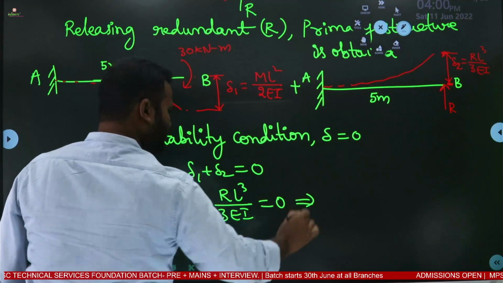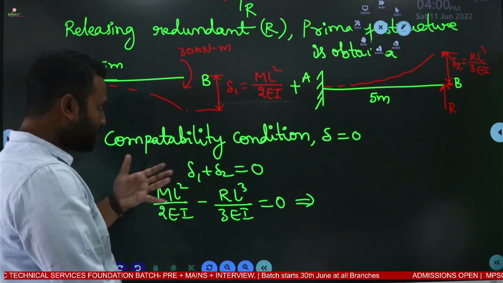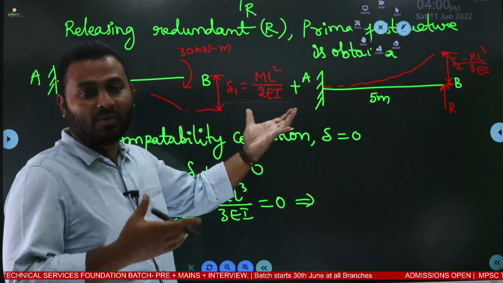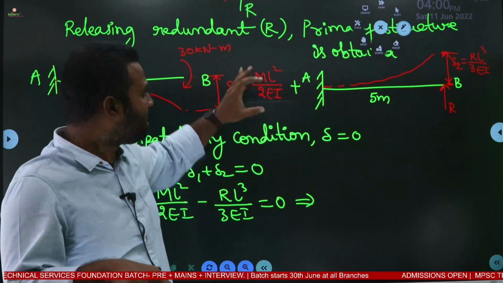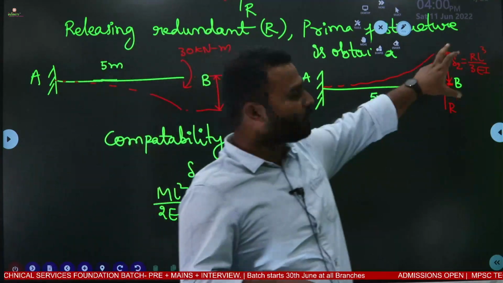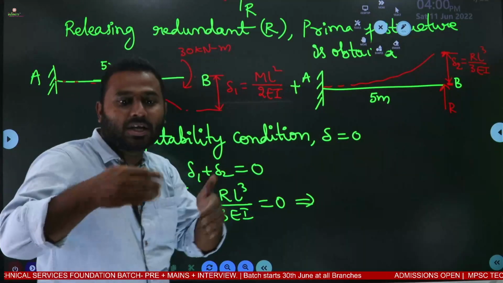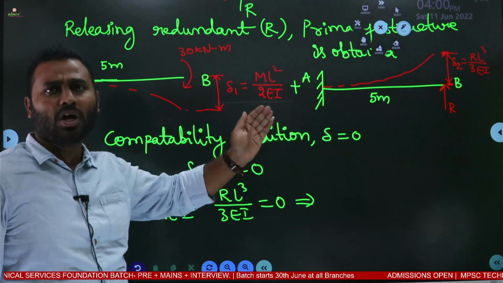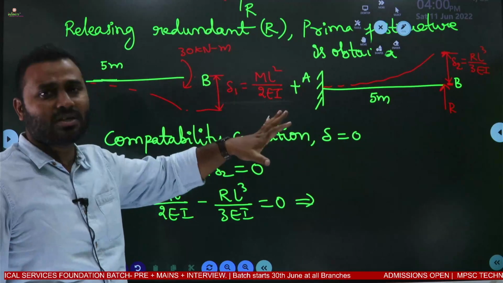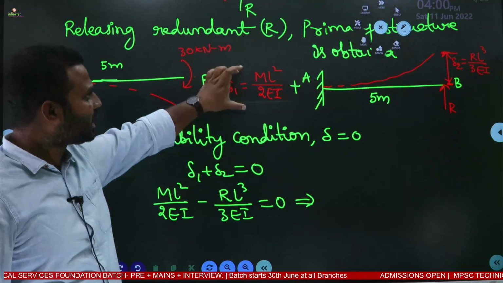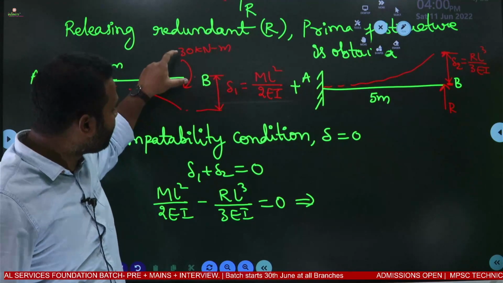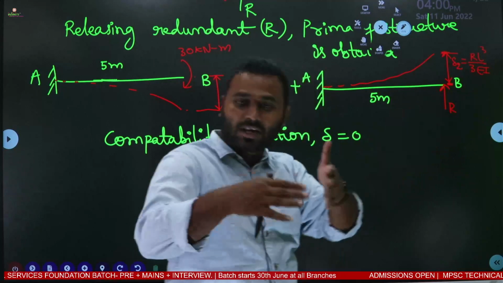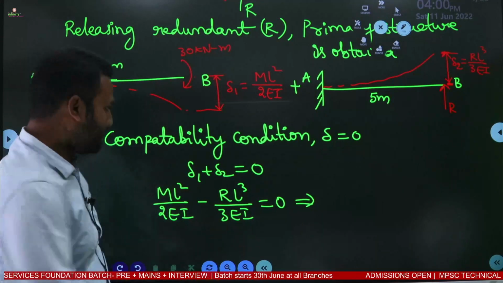That's it, very simple. If you are solving this question in an examination, you need to do this very easily and in less time. Why? Because this formula is known to us and this formula is known to us. But here I am explaining in detail. In examination, you are not supposed to do all these things. Simply release the structure, calculate the deflection due to the applied load, calculate the deflection due to the redundant, and equate those two.